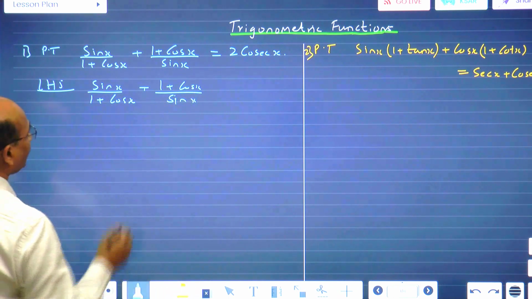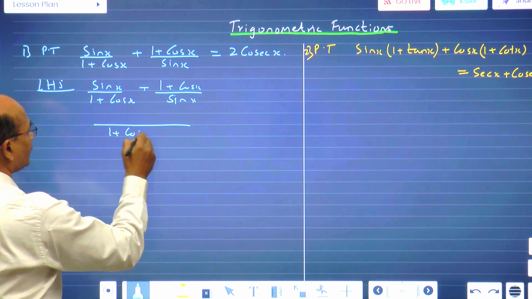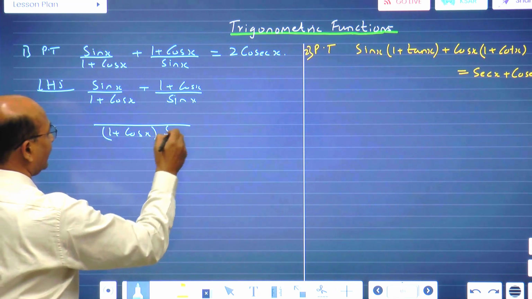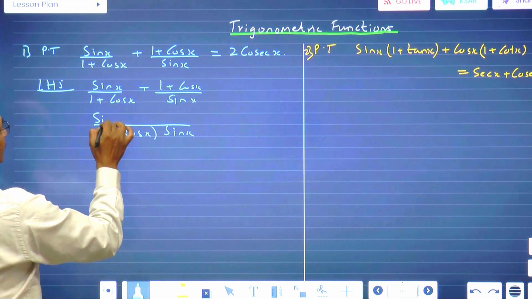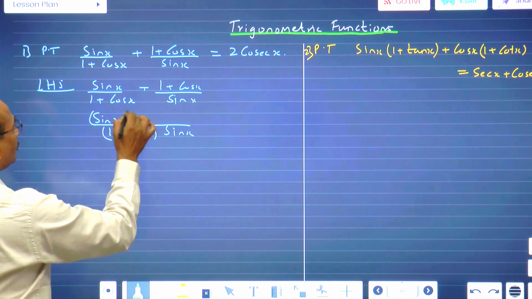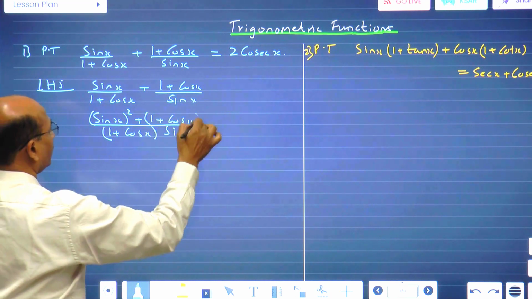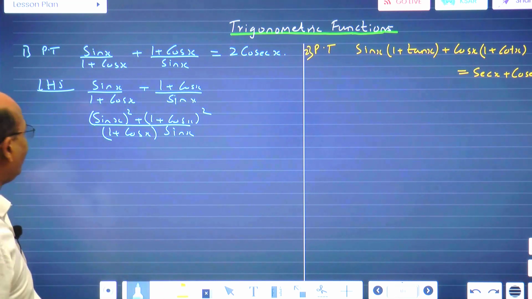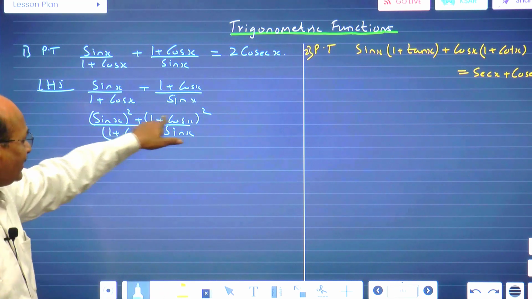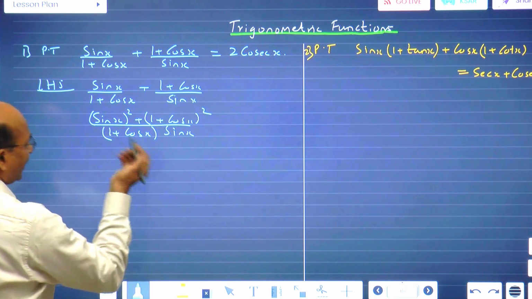So now what happens, guys? If I find the LCM here, this is 1 plus cos x into sin x, and cross multiply. So this will become sin x whole square plus 1 plus cos x whole square. I really don't know what to do, but I can definitely do one thing, that I can open this a plus b whole square bracket, and this denominator I will try to keep as it is.